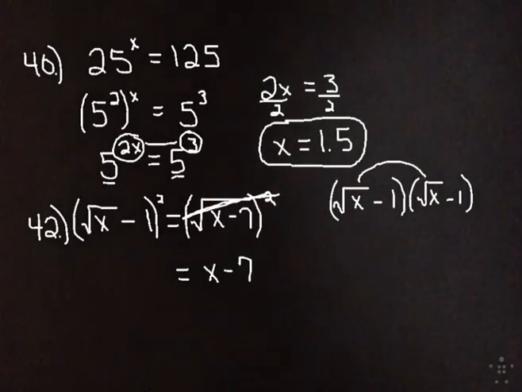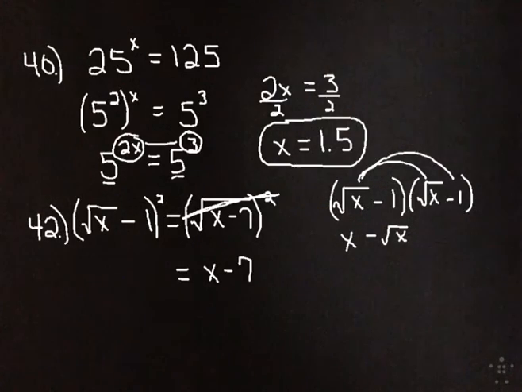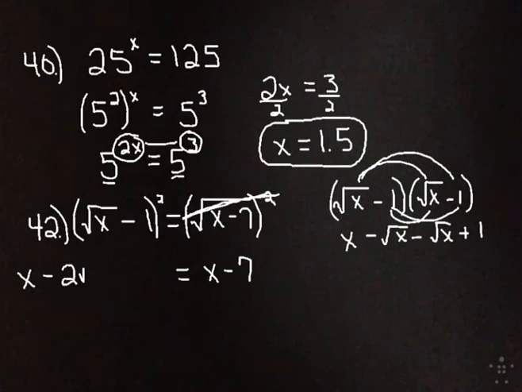And first, square root of x times the square root of x is x. Outside, negative square root of x. Inside, negative square root of x. Last, 1. And the outside and inside combine, so it leaves me with x minus 2 square root of x plus 1. Now let's get our x's on the same side, so let's move it to the left.